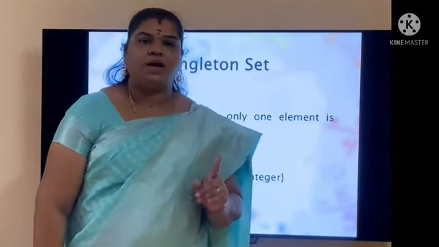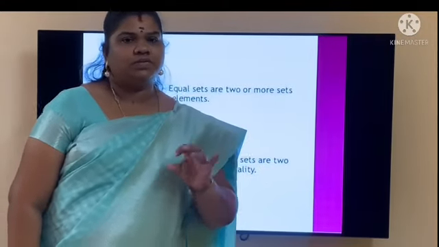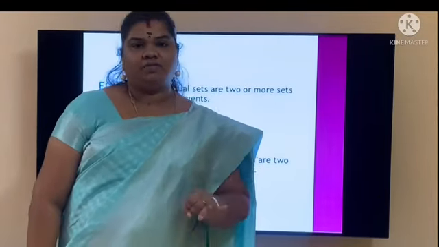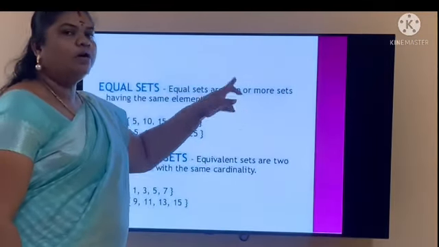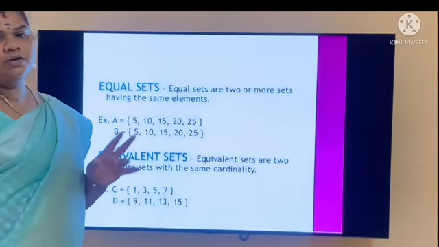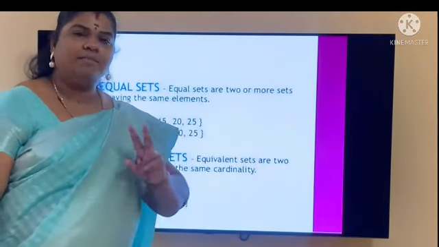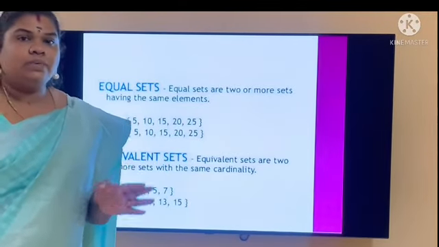Singleton set, one element. And next we are going to see about two sets together, which is equal and equivalent sets. So first, equal. The word itself says equal, so when it is the same. Equal sets are two or more sets having the same elements. When the two sets are having the same elements, that type of sets are called equal sets.